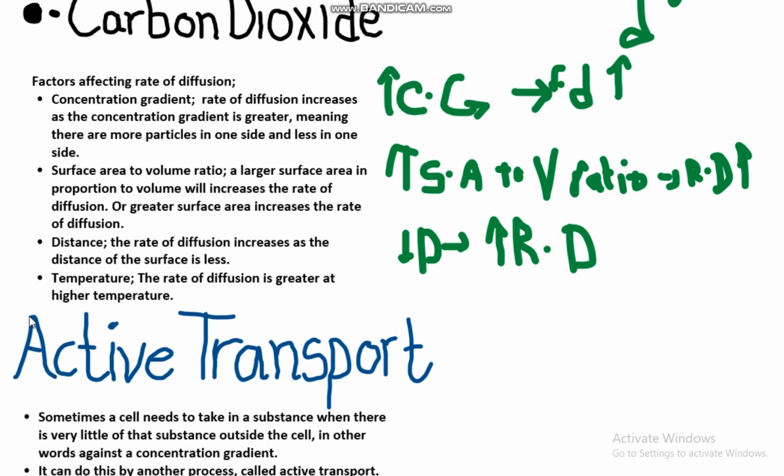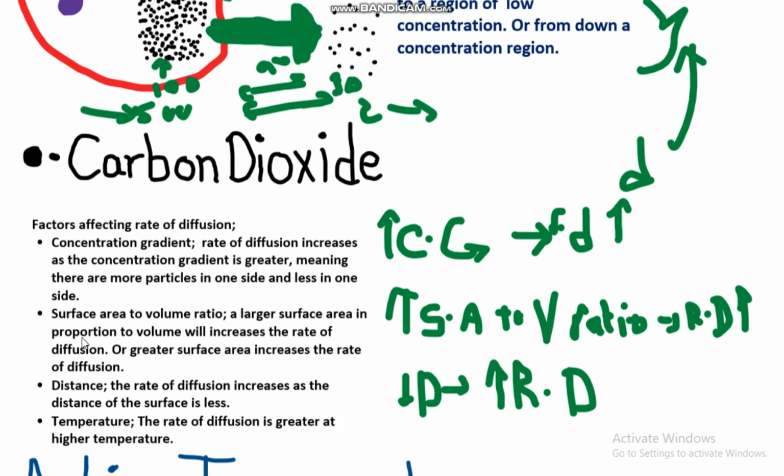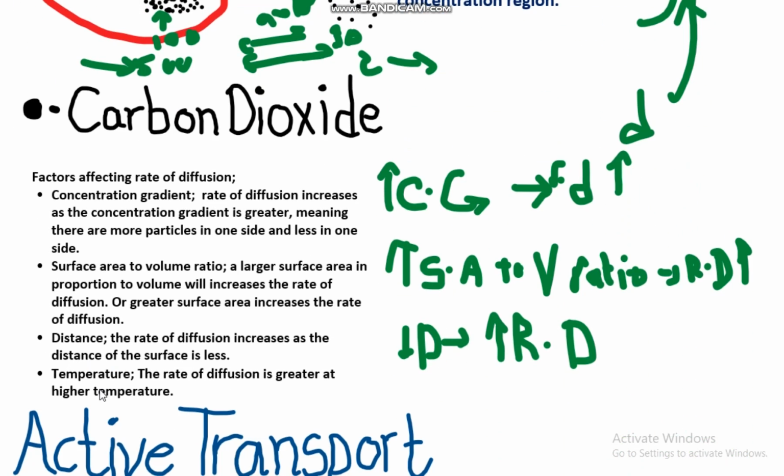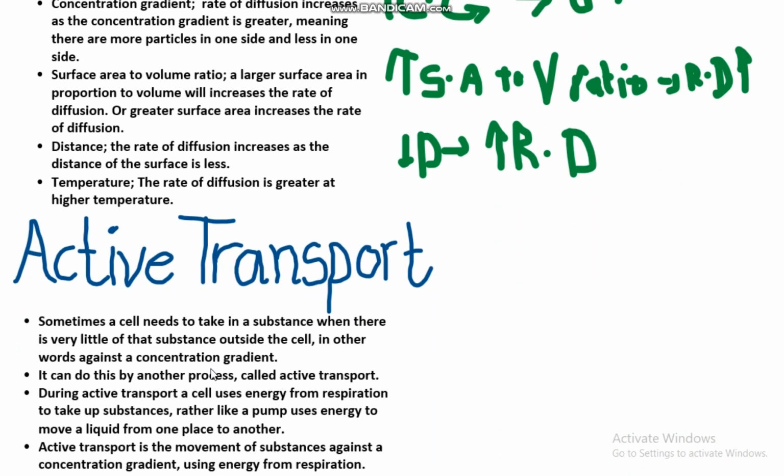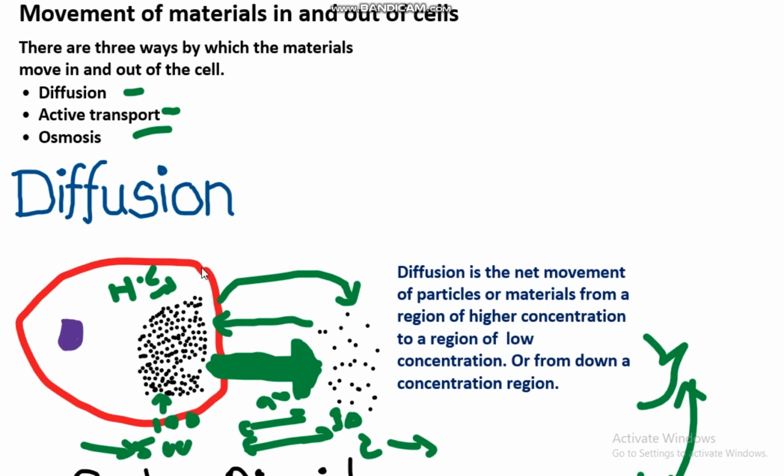And then temperature. The rate of diffusion is greater at higher temperature. So for this example we will take the cell itself as an example. At first it has a temperature of 30 Celsius, and then you have 45 Celsius.